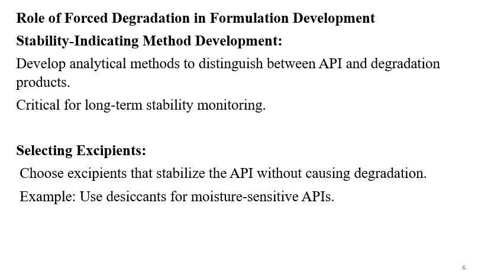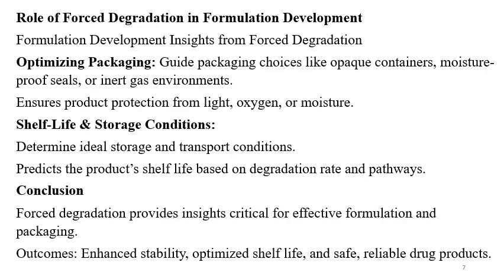Selecting excipients. Choose the excipients or select the raw materials that stabilize the API without causing degradation. Example is use desiccant for moisture sensitive APIs. You can use desiccants whenever there are the moisture sensitive APIs in the formulation. Also, sometimes the excipients are also moisture sensitive. So, use of desiccant and use of the moisture resistant packaging system can be done for these type of molecules.